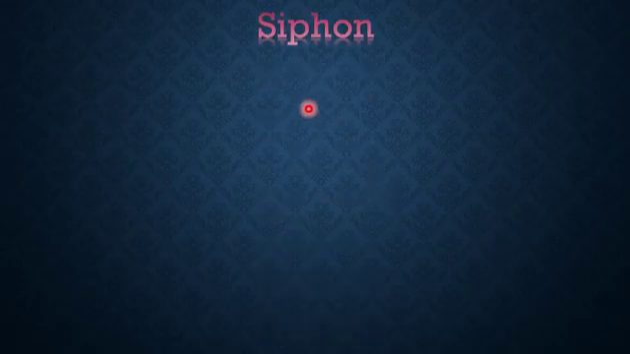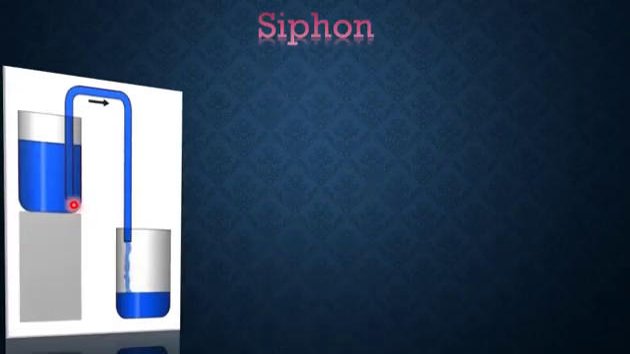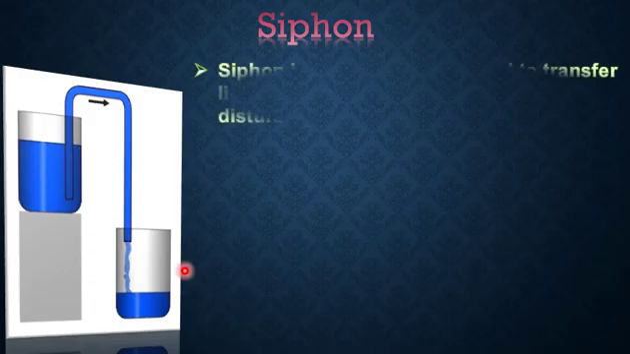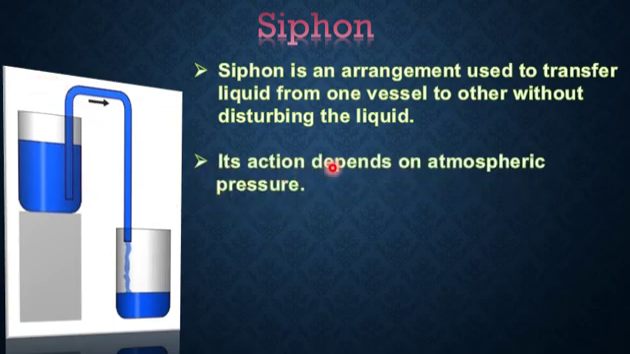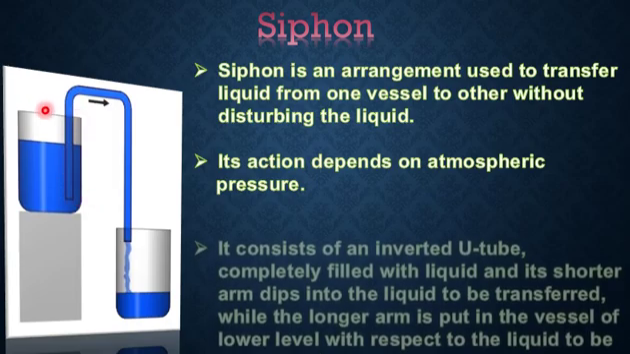Next is siphon. What is siphon? You can see this diagram. Siphon is an arrangement used to transfer liquid from one vessel to other without disturbing the liquid. So from this vessel to this vessel, the liquid is being transferred without disturbing this liquid and without the presence of any external force. Its action depends on atmospheric pressure. So this mechanism of siphon is basically dependent on the atmospheric pressure.